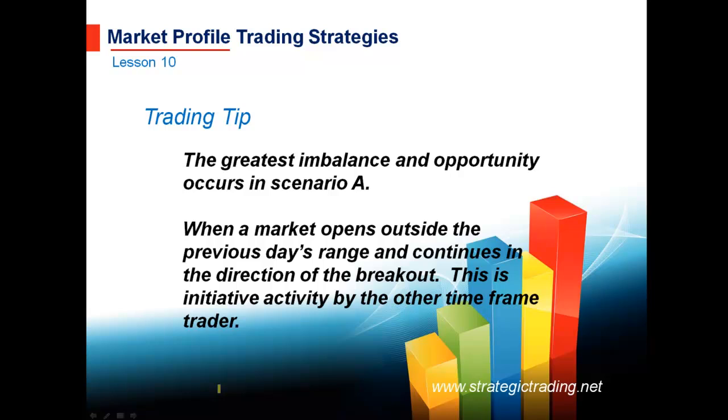Now, I'm going to give you an example in a moment. I want to share with you what I call a trading tip: the greatest imbalance and opportunity occur in the first scenario that we talked about, where the market opens outside the previous day's range and continues in the direction of the breakout. This is initiative activity that is started by the other time frame trader. In other words, we are no longer interested in that prior value, and we are going to see ourselves move in a new direction. And since we're already starting at one extreme of the range, and we continue, if we don't see any movement back towards the prior day's value area, expect to see a strong move in the new breakout direction.